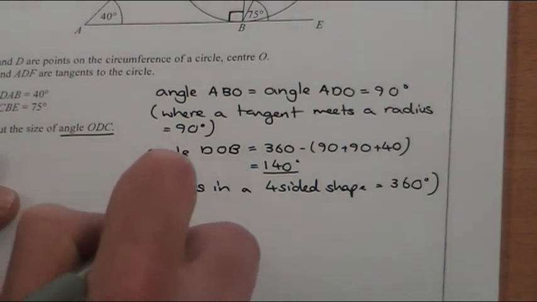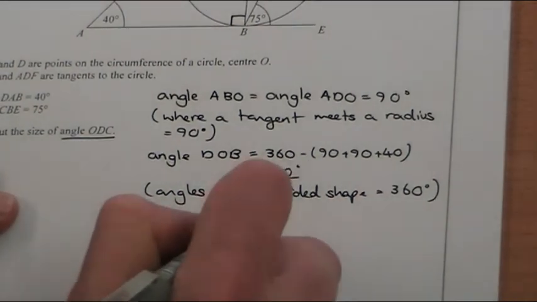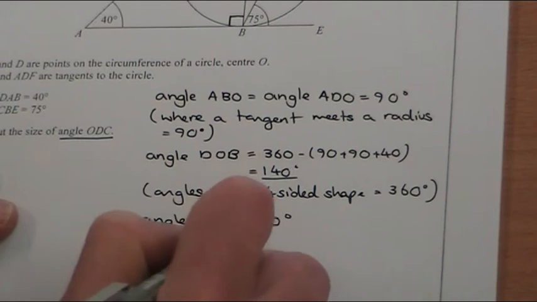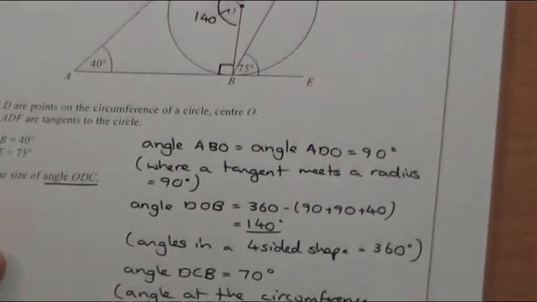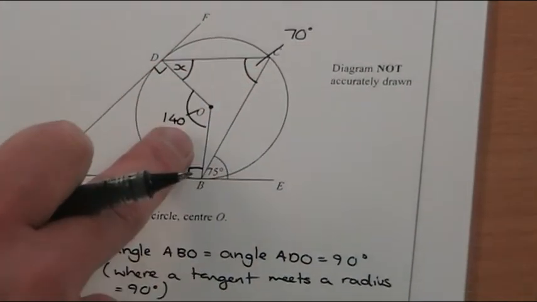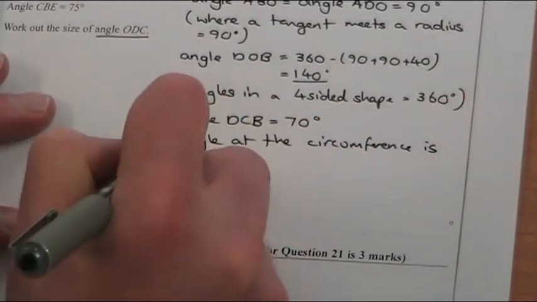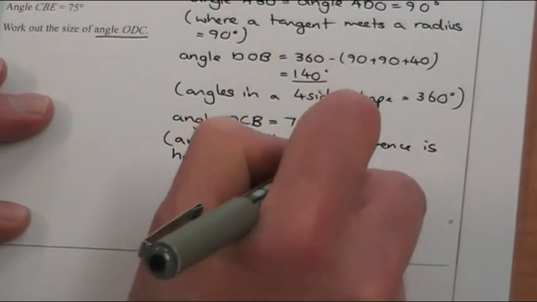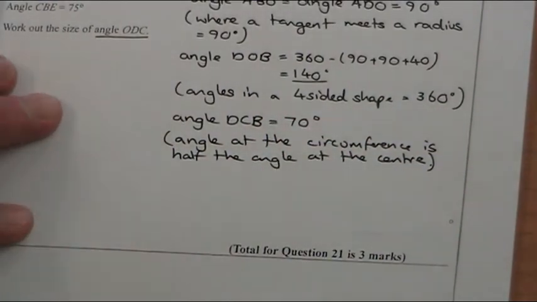So I'm going to say angle DCB, describing that top angle, is 70 degrees. So I'm going to write angle at the circumference, so describing that this point here is at the circumference, is always half the angle at the centre. At the centre. That should be enough.